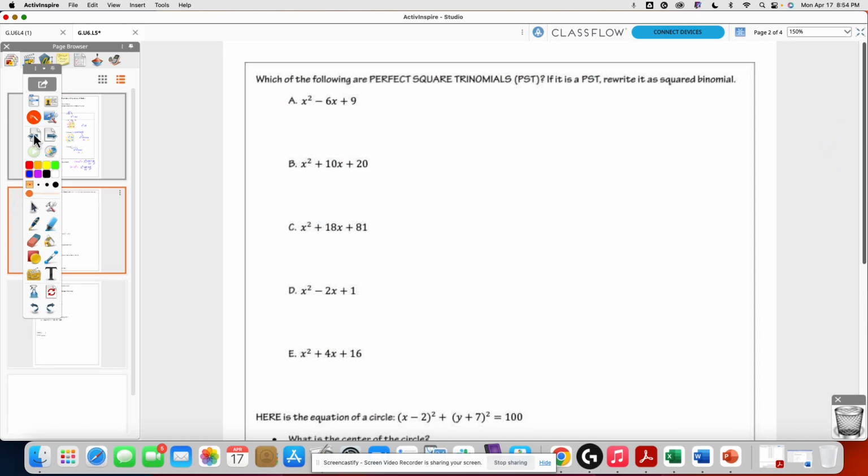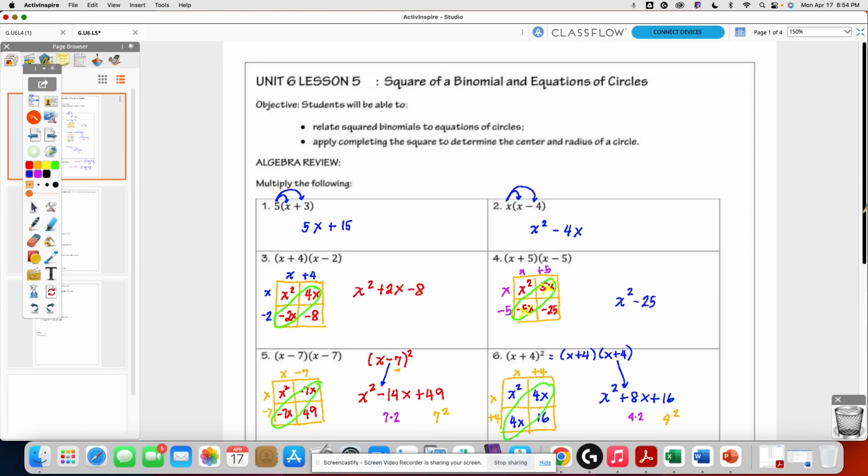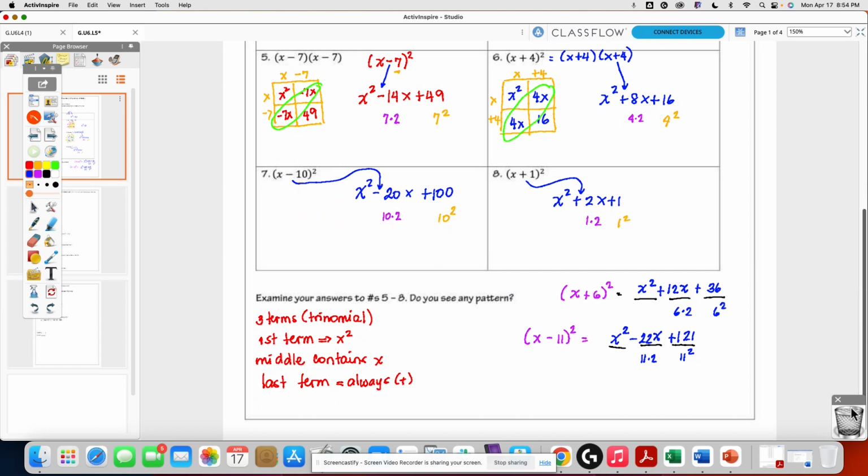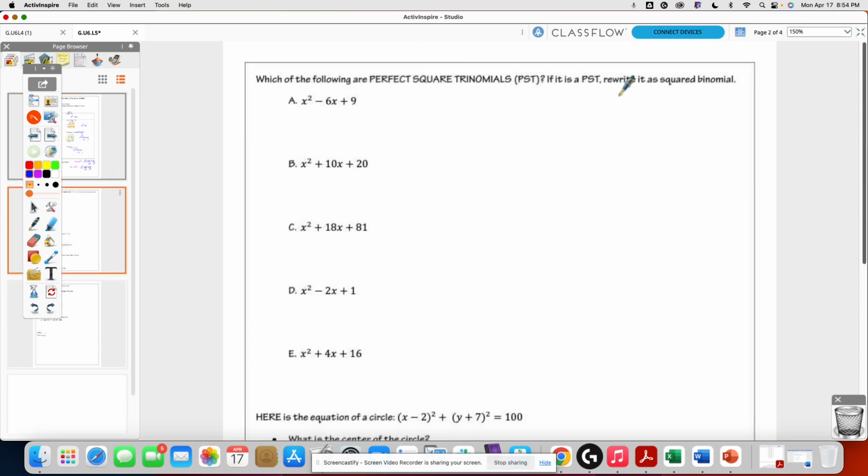And by the way, these are what we call a perfect square trinomial. The trinomial that we got here, the answer for the square of a binomial, is called a perfect square trinomial, or PST. So in this one, which of the following are perfect square trinomials? Let's take a look. They're all trinomials, right? Everything from A to E is composed of 3 terms. The first terms are all x squared.